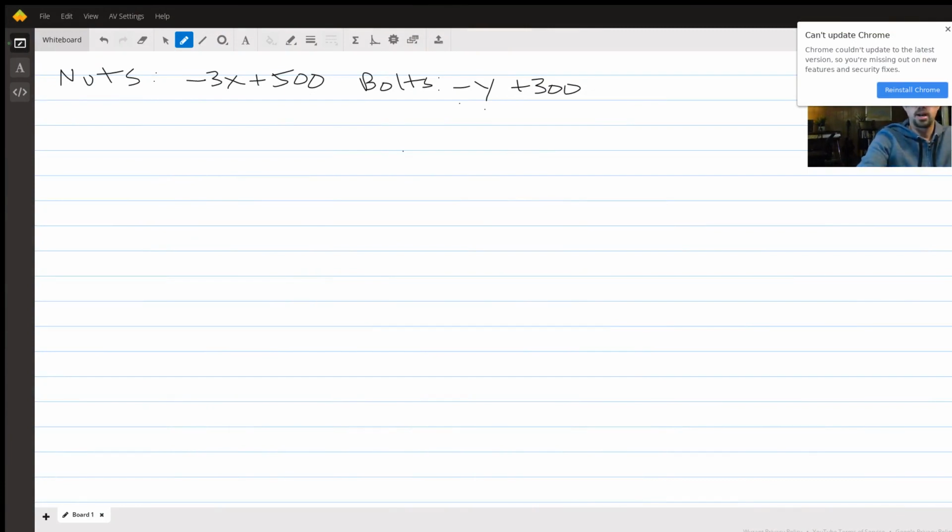So we are given, so this is like a multivariable calculus optimization problem. We are given that when x nuts are produced, they can be sold for negative 3x plus $500 each. And when y bolts are produced, they can be sold for negative y plus $300 each.